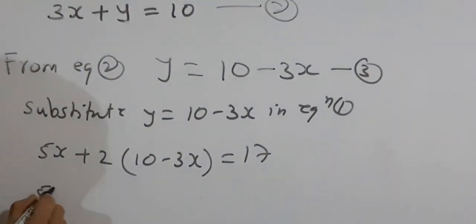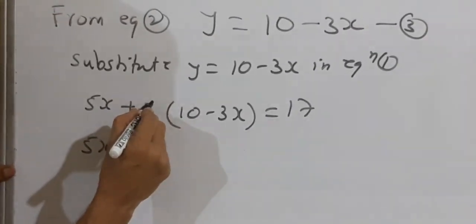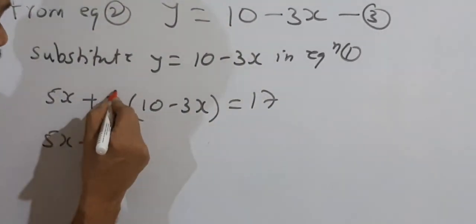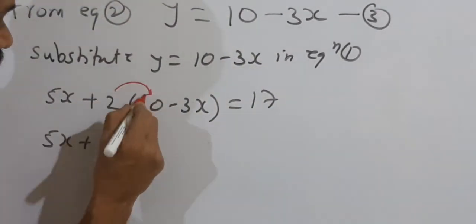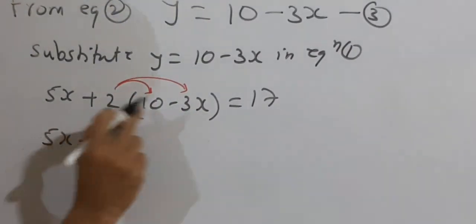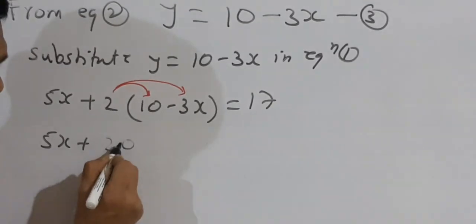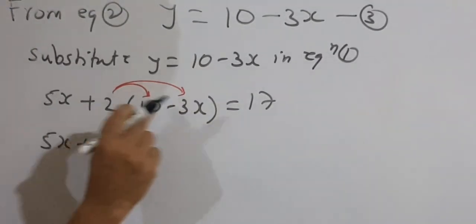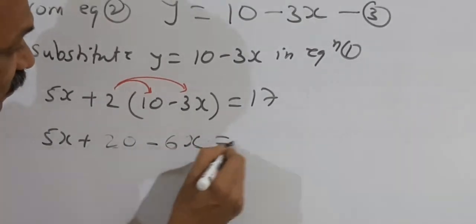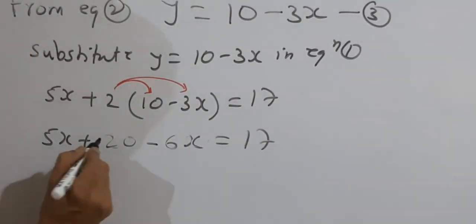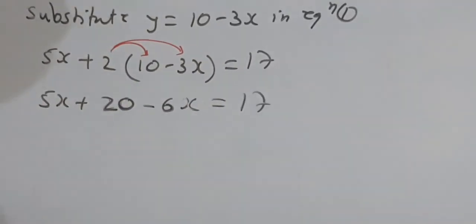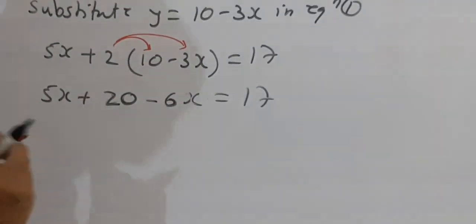So 5x remains as it is, plus this I can multiply as 2 into 10, monomial into binomial, 2 into 10 minus 2 into 3x. So 2 into 10 will give you 20. This is plus into minus is minus. 2 into 3 will give you 6x is equal to 17. So 5x plus 20 minus 6x is equal to 17. So I am taking these two terms together.